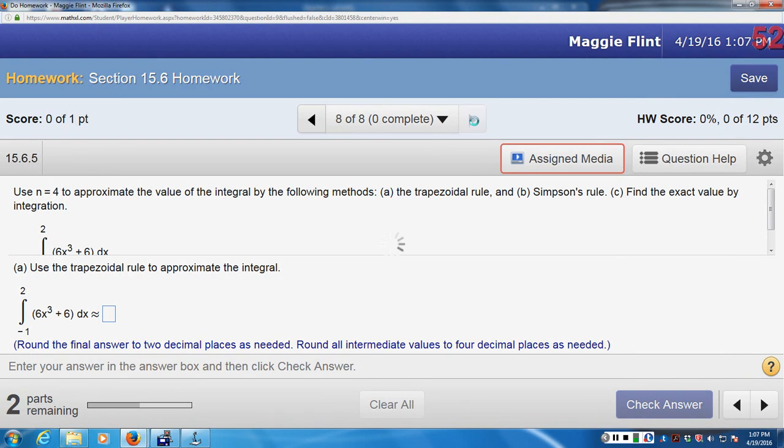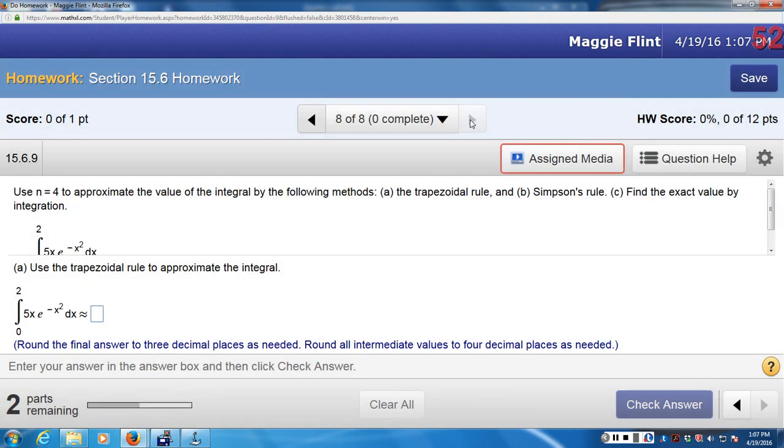And I think they're only asking you to do 4 increments of 4, so you could keep doing that same thing over and over again on all of these.